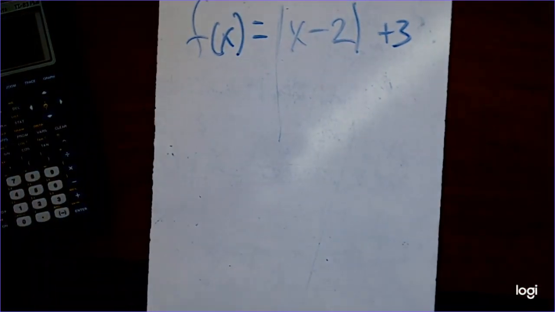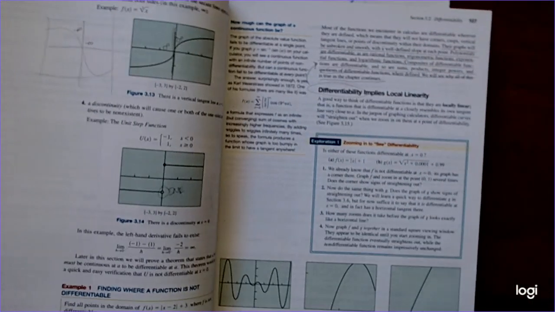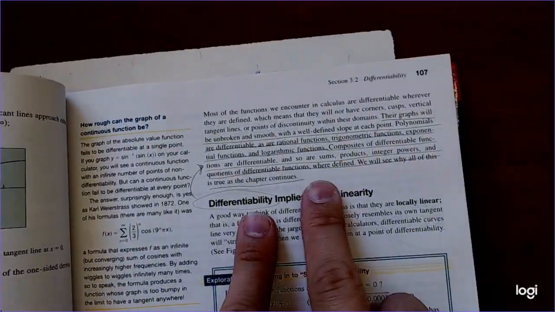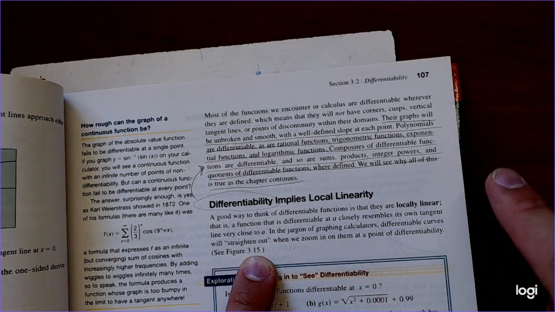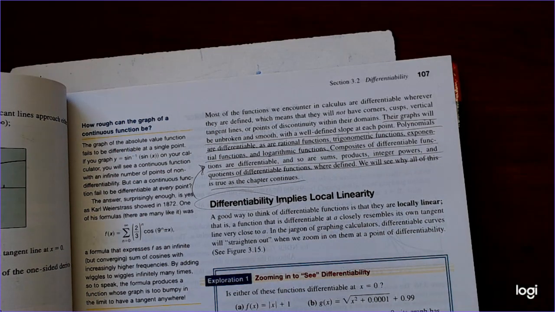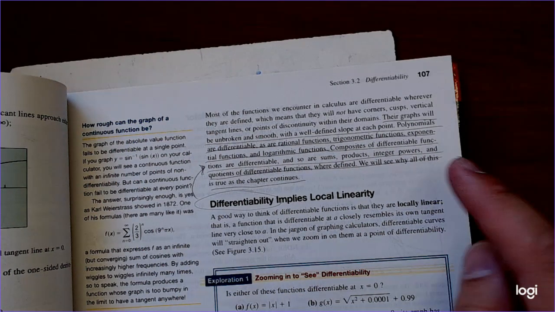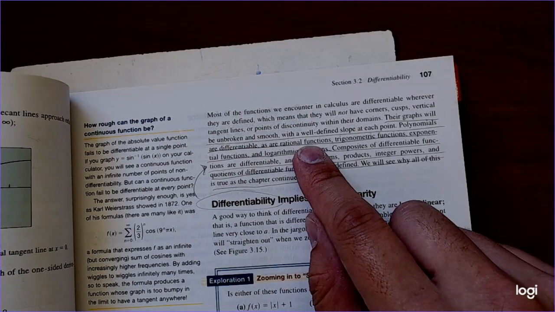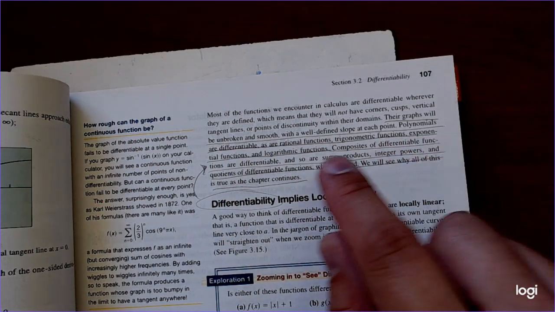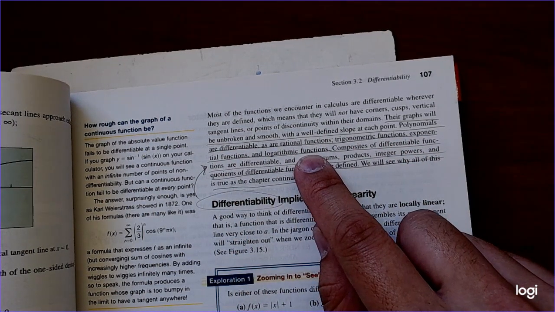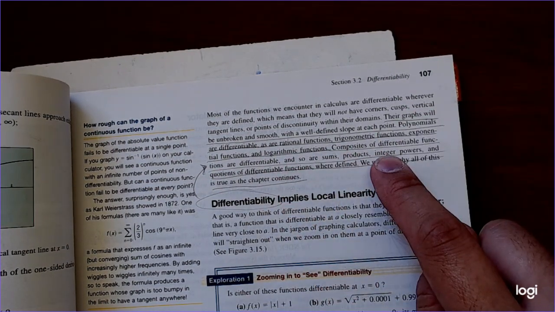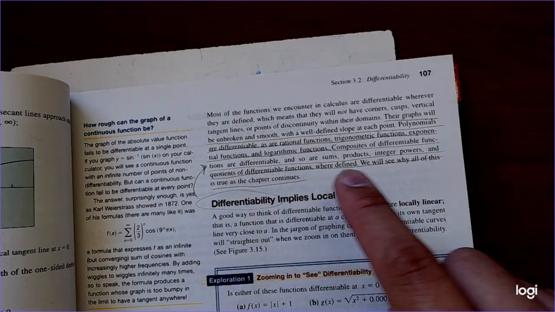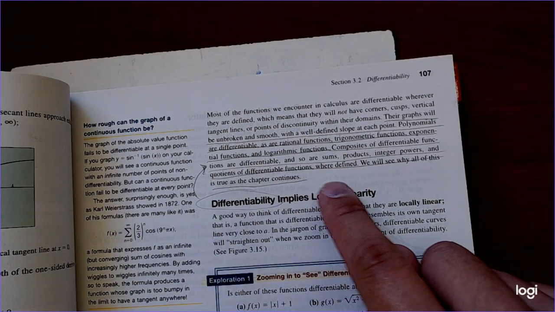Now let's talk about... okay, so this paragraph sums it up pretty well. So if you want to bookmark this page, this is a great definition of differentiability, right? For differentiable functions, their graphs are unbroken, smooth, with a well-defined slope at each point. Polynomials are differentiable, as are rational functions, trigonometric functions, exponential functions, logarithmic functions. Composites of differentiable functions are differentiable, and so are the sums, products, integer powers, and quotients of differentiable functions.